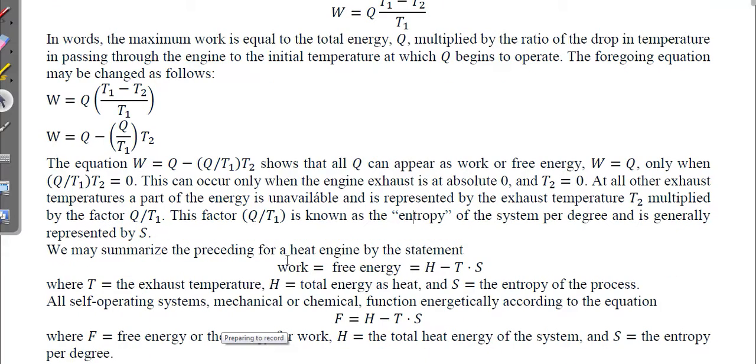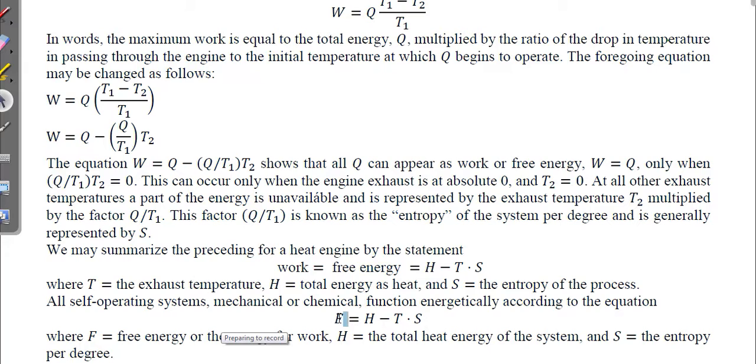Now we see this W is work, which is also given by free energy, that is, what part of the total energy is converted into work is known as free energy. Q is the total heat energy. In terms of enthalpy, at constant pressure, we can give Q as the change in enthalpy H, the total energy as heat, and T is the absolute exhaust temperature. S is the entropy change, Q upon T1. So we got the formula work equal to free energy equal to H minus TS, and in mechanical and chemical functions this free energy is denoted by F.